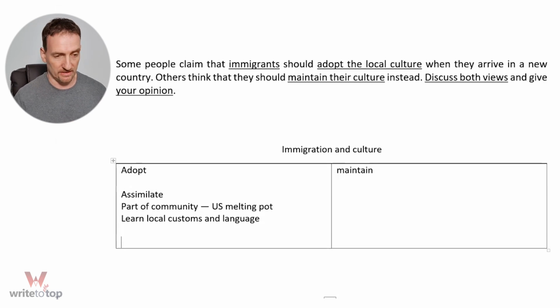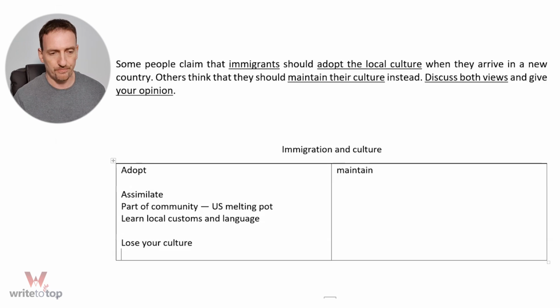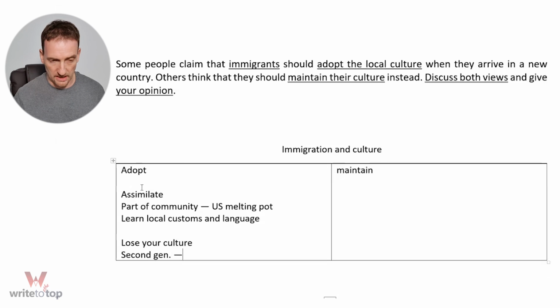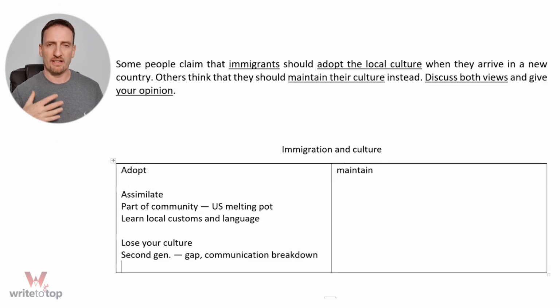What are some bad things? You lose your culture. A lot of people, especially, we'll talk about second gen, the second generation, the kids of immigrants, become more of the local than they are of the original. So you can lose your culture in the second generation, which could lead to a gap or communication breakdown. Like parents and their children don't know how to speak to each other, because the children are more American, and the parents are from whatever country they came from.